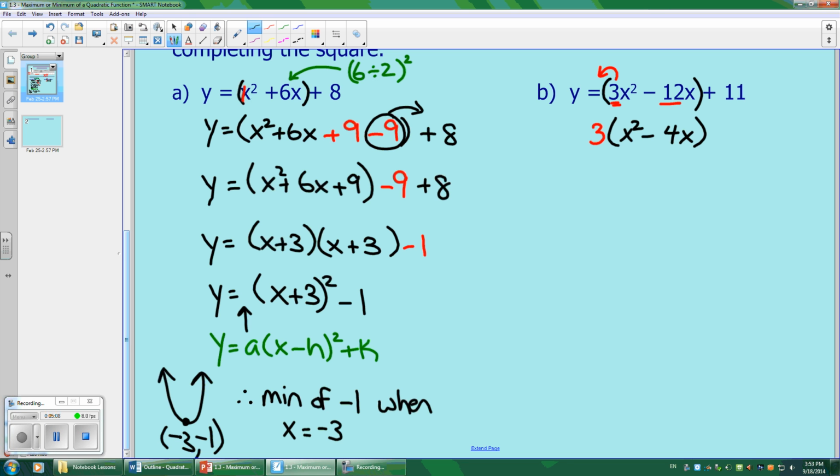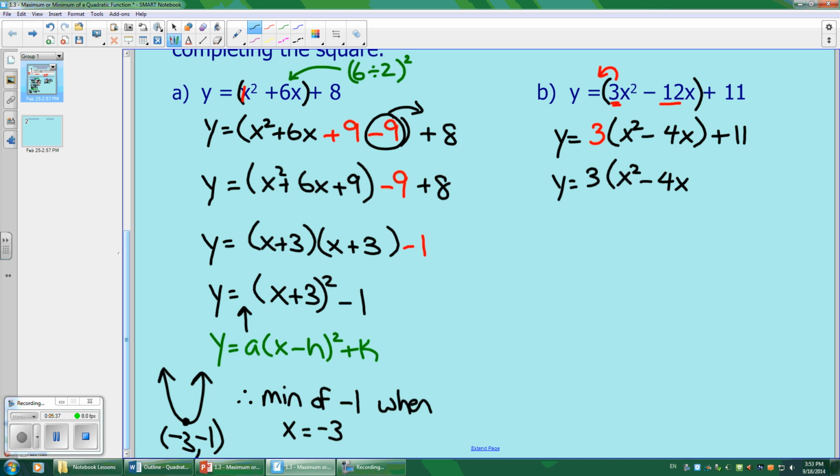Now you can always check your answer by taking the 3 and multiplying it back in and seeing if you get the 3x squared minus 12x plus 11 at the back, and you still have the y equals 2. Okay, so again, I wanted just the x squared in here because I wanted to make it a perfect square trinomial. Except I need that third number now.